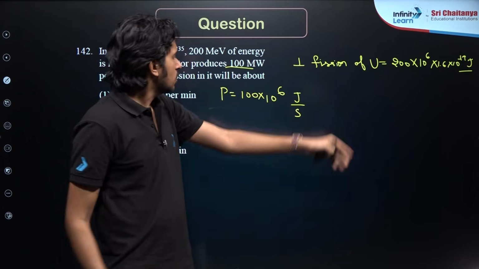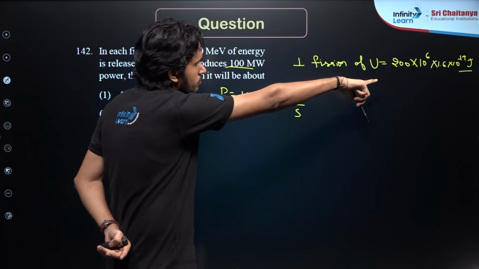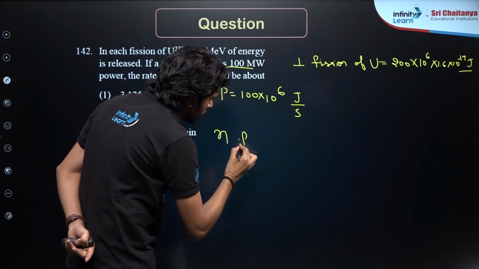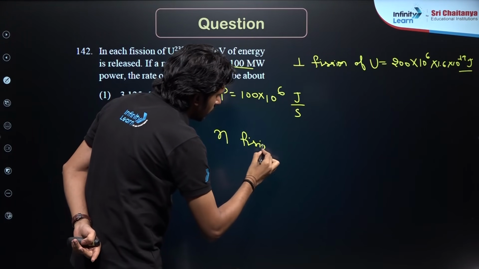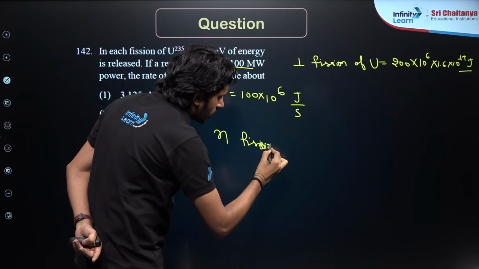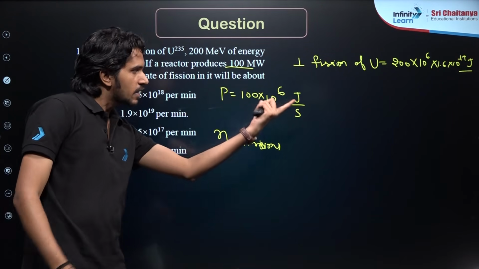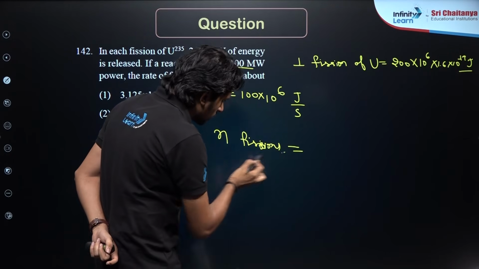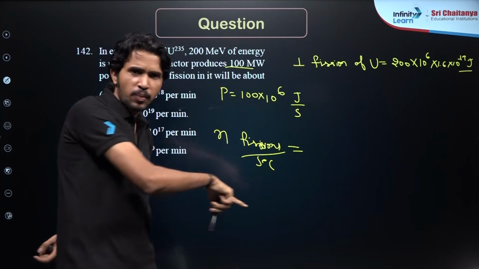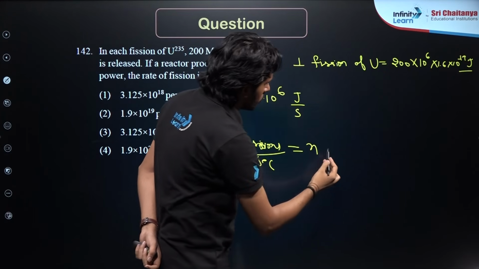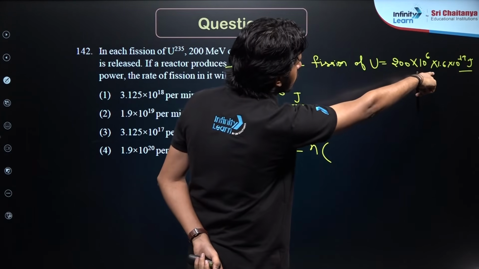So n fissions per second are giving that amount of energy. So the number of fissions per second, I'm writing it per second, is n into this value. So what will be the value?